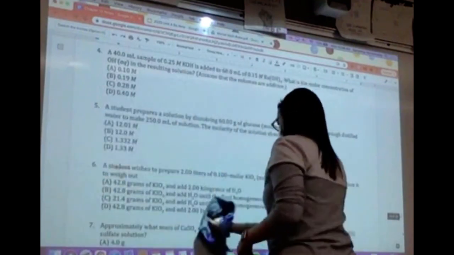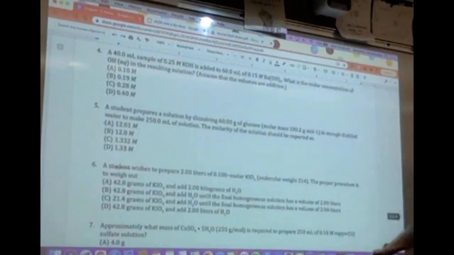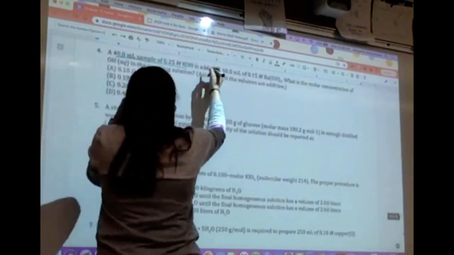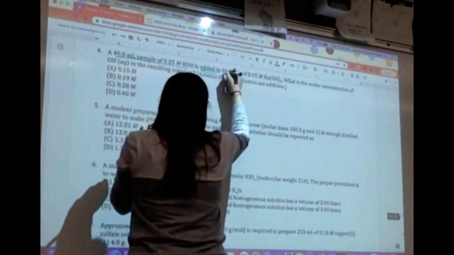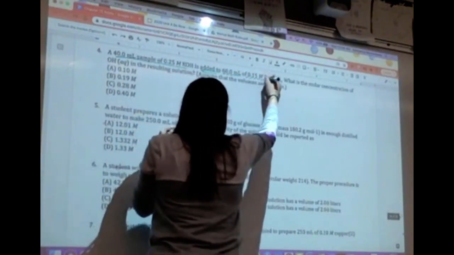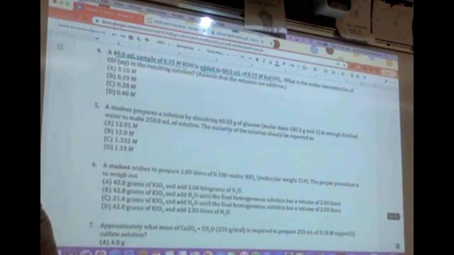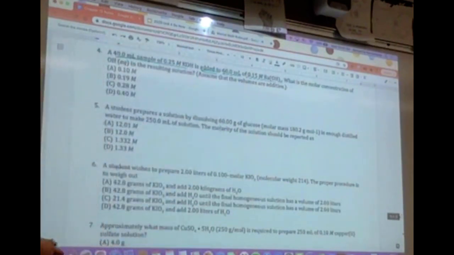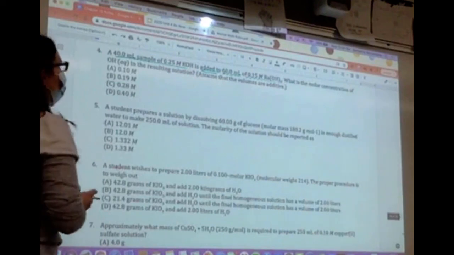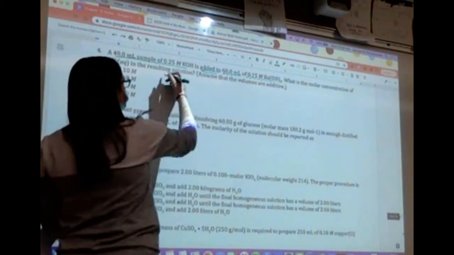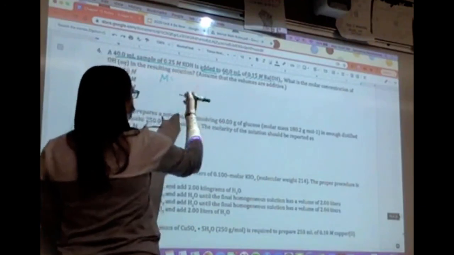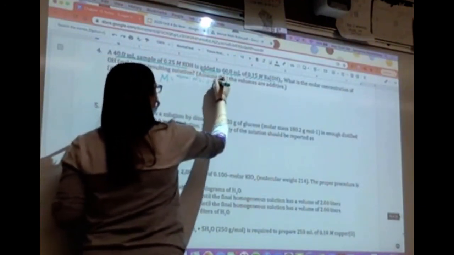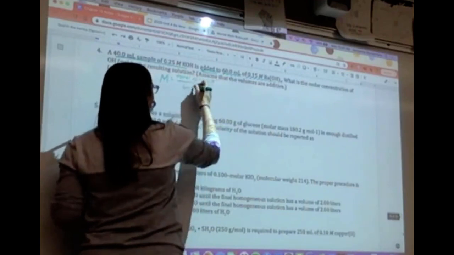So I'm going to look at 40 milliliter sample is added to 60 milliliters of 0.15 molar barium hydroxide. So I'm trying to keep everything together. What is the molar concentration of OH minus in the resulting solution? So molarity means I want total moles of OH minus divided by liters of solution.